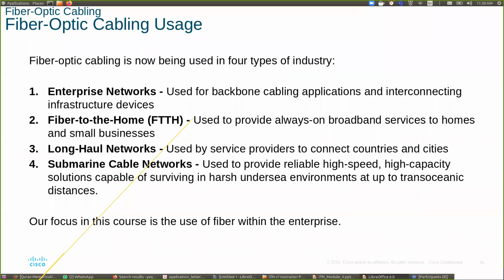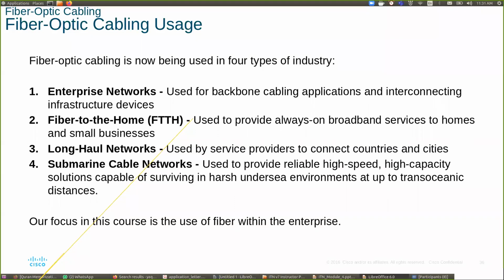So for optical fiber cabling usage, you have the enterprise network, fiber to home, long haul network and submarine cable networks. These are the different types of industry networks. The enterprise network is used for backbone cabling applications and interconnecting infrastructure. I'll give the Gamtel network as an example of an enterprise network. It's used for backbone cabling, that is, to interconnect different exchanges in the country.